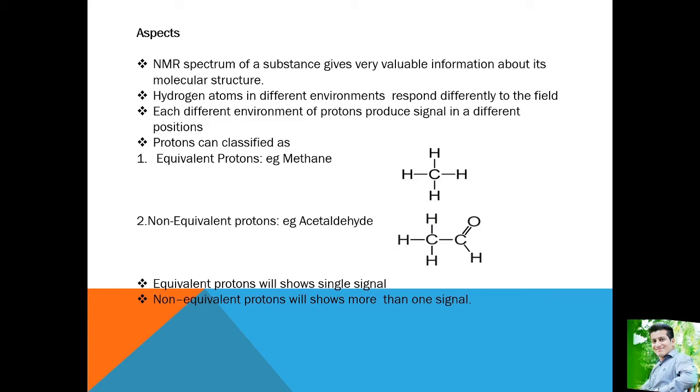So here are some key aspects of NMR spectroscopy. The NMR spectrum of a substance gives very valuable information about its molecular structure. Hydrogen atoms in different environments respond differently to the field. Each different environment of proton produces a signal in a different position.